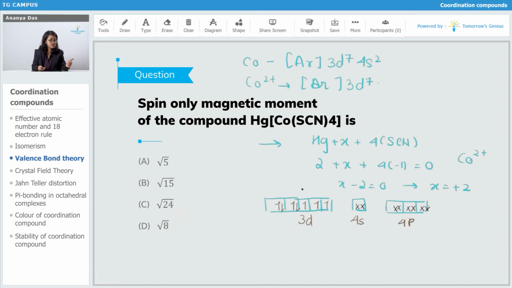So here we can see that 3 electrons are unpaired. So if we put it in the formula, mu is equal to under root n into n plus 2. So that's going to be under root 3 into 3 plus 2. So the answer is under root 15. So option B is correct.